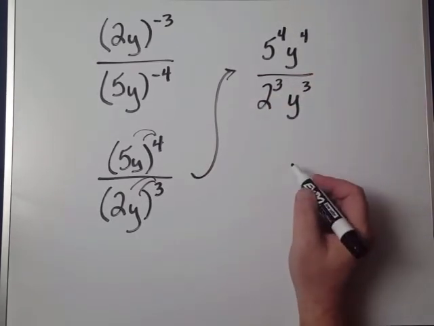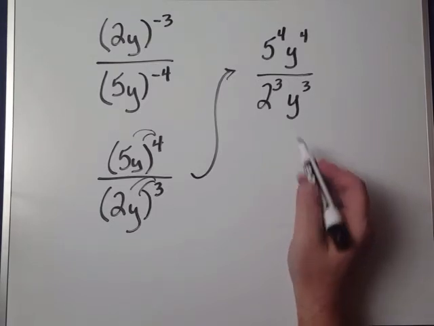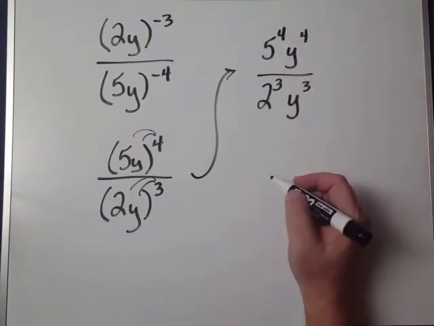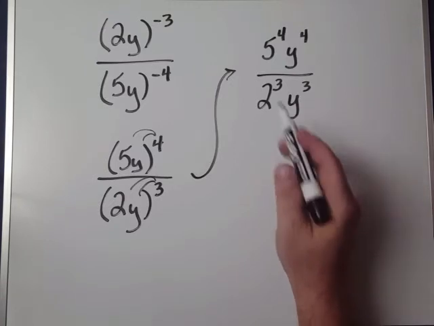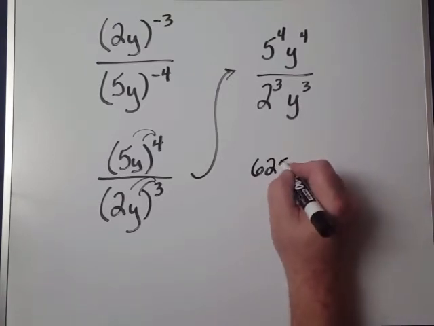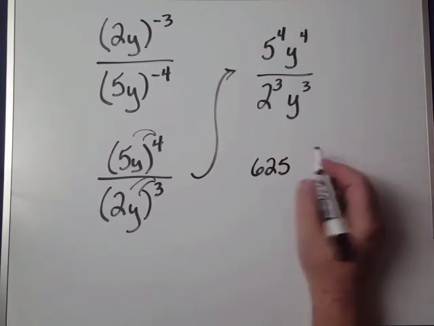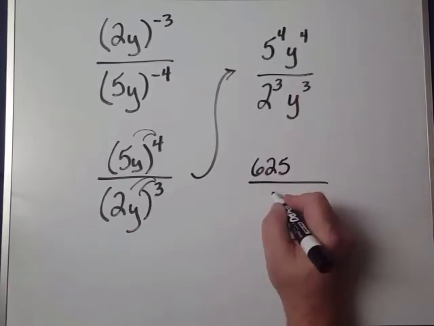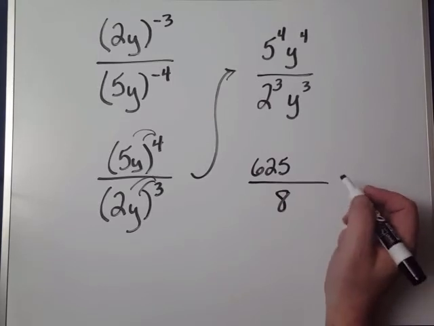We have a few more things to do before we're simplified. We have 5 raised to the 4th power. Do you remember from last time? We've seen that a couple times already. That happens to be 625. 2 to the 3rd is 8.